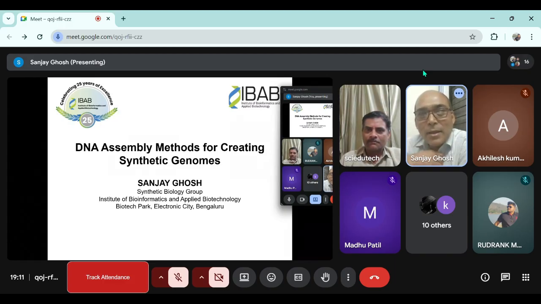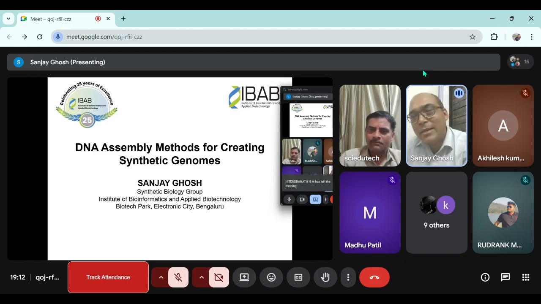So today, my plan is that I will start with the variety of DNA assembly methods, as you all know. I will start with the so-called simplest and most basic one. But before going into the technical detail, as Gopalji sir mentioned, these techniques are very important for making artificial or synthetic DNA genomes, right?